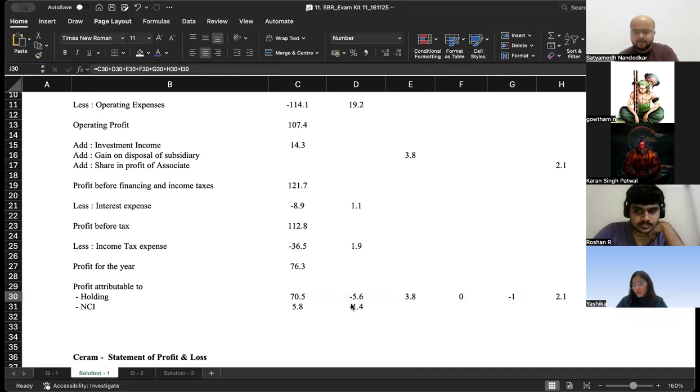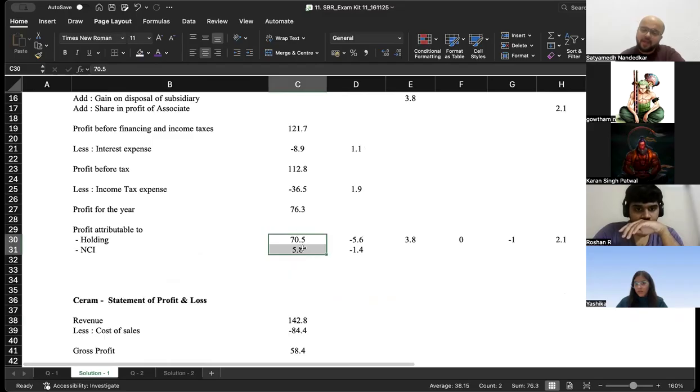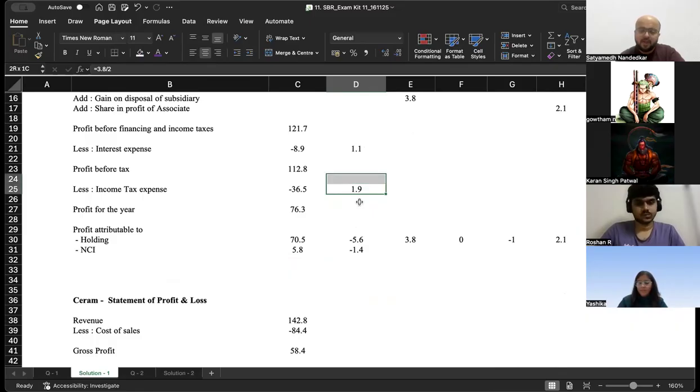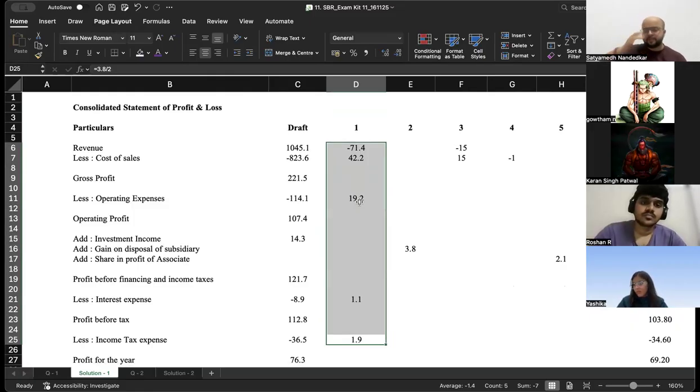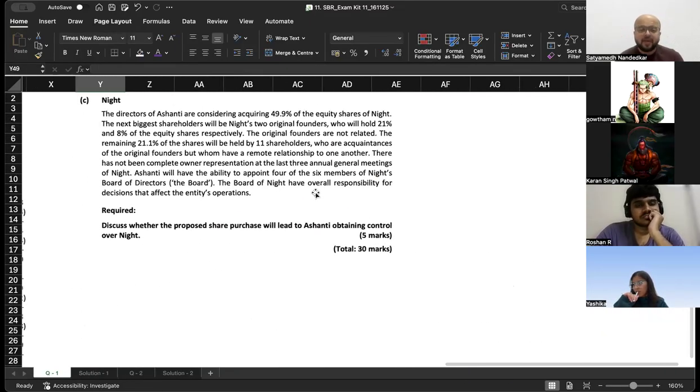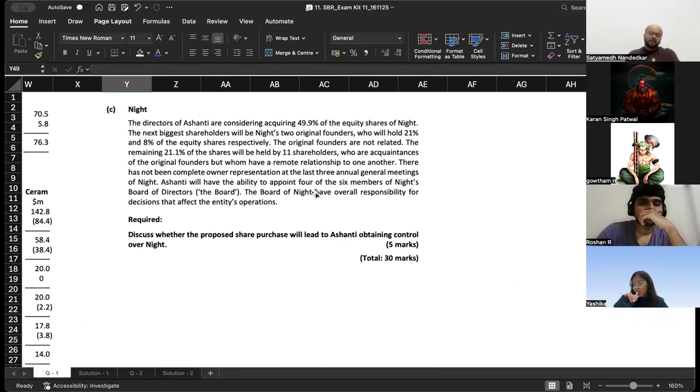Sir, how did we calculate profit attributable there? Where here? 70 and then 5.8. This was given. This we didn't do. This is the draft column. This was already given to us. We only adjusted this part, which was the net effect of this column. Okay, sir. No, I didn't see that number. No problem. ठीक है? आया मजा? Consolidated P&L. But one part is still left.